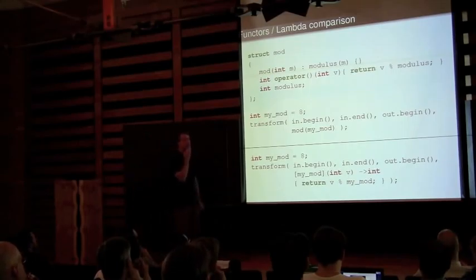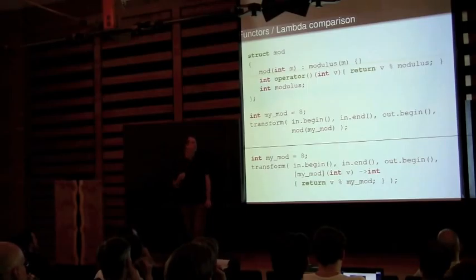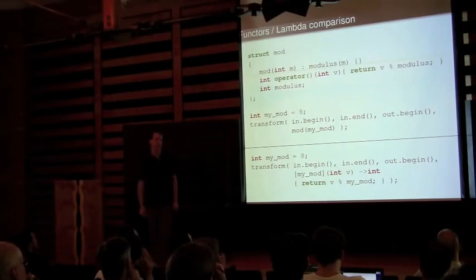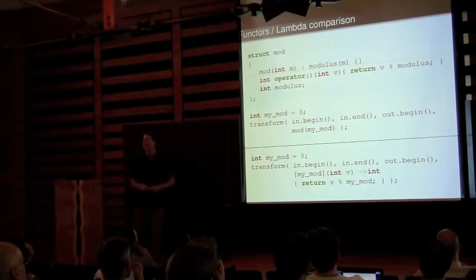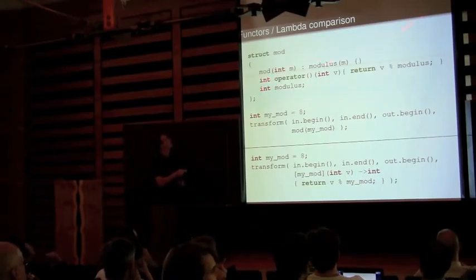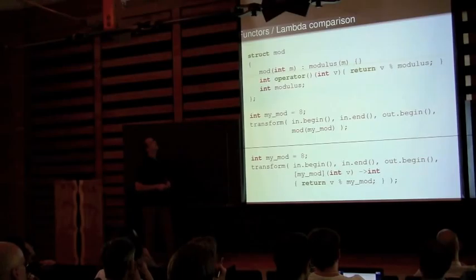So let's go ahead and compare just for a moment the concept of functors and the Lambda expression that we have. So here at the top, we have this struct called mod. It has a function call operator that takes an int and returns an int. And it goes ahead and takes whatever it's given as its parameter and does a modulus division.